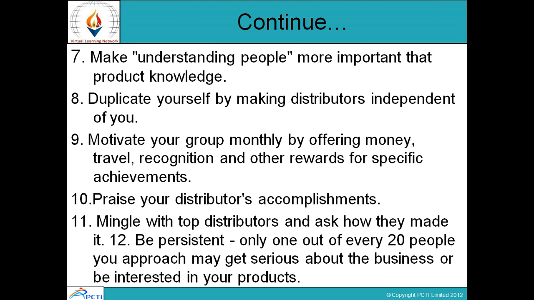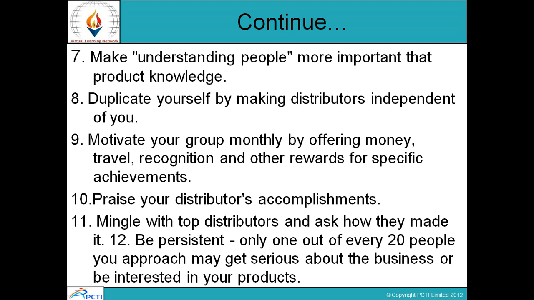Make understanding people more important than product knowledge. Let the people understand what that product is. Next practice, focus on duplicating yourself by making distributors independent of you. अगर आप अपना प्रोडक्ट को डिस्ट्रीब्यूटर्स में डिस्ट्रीब्यूट कर देते हैं तो यह है द डुप्लीकेसी ऑफ द इंडिपेंडेंट प्रोडक्ट्स.